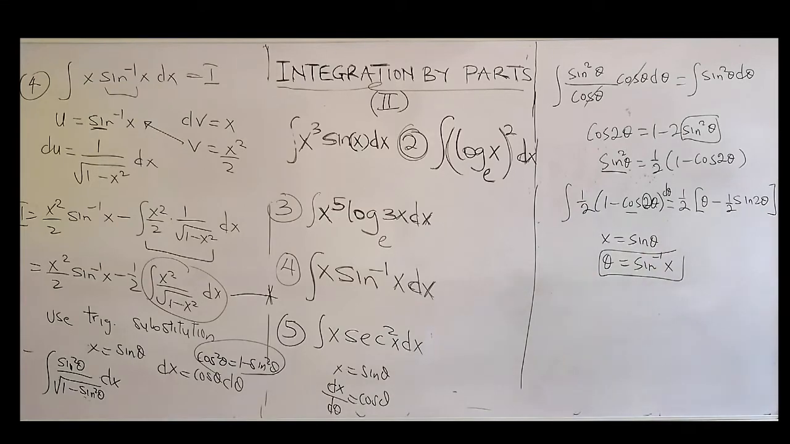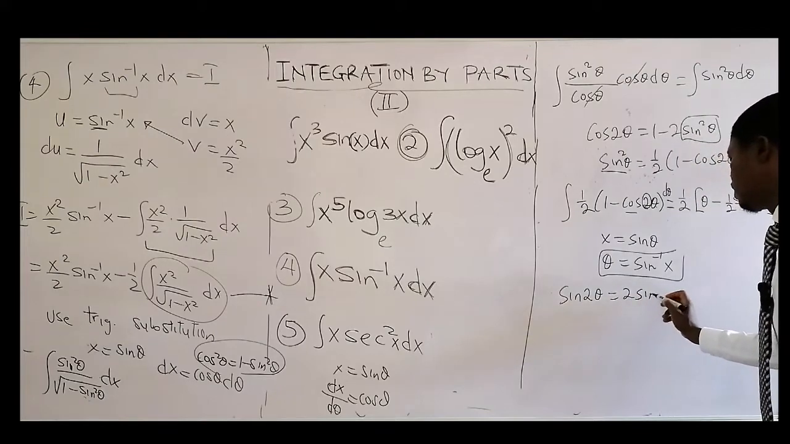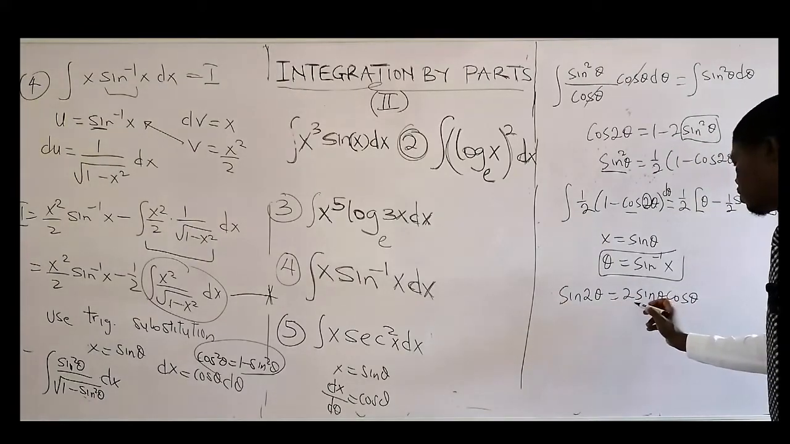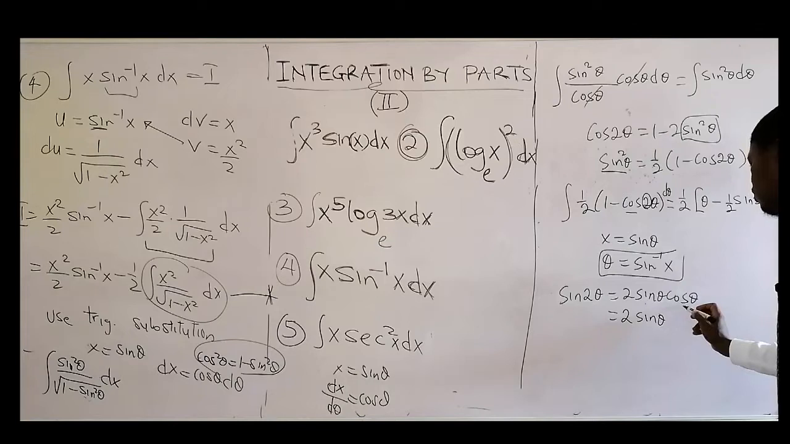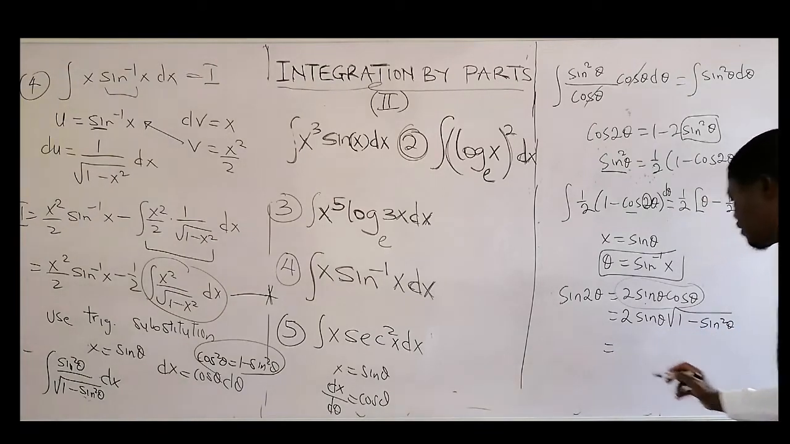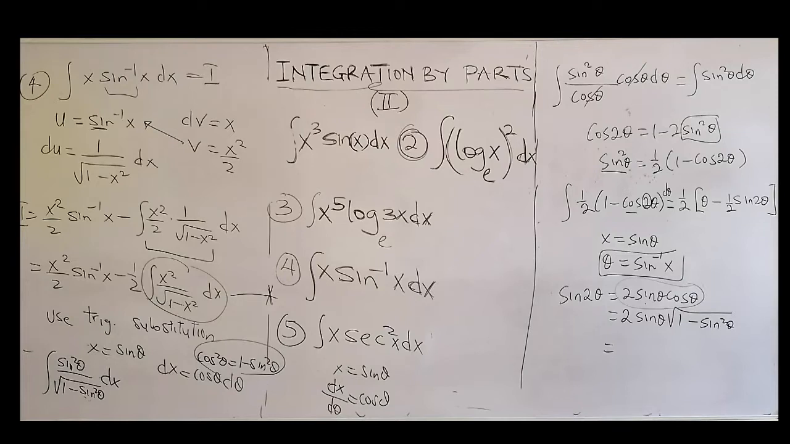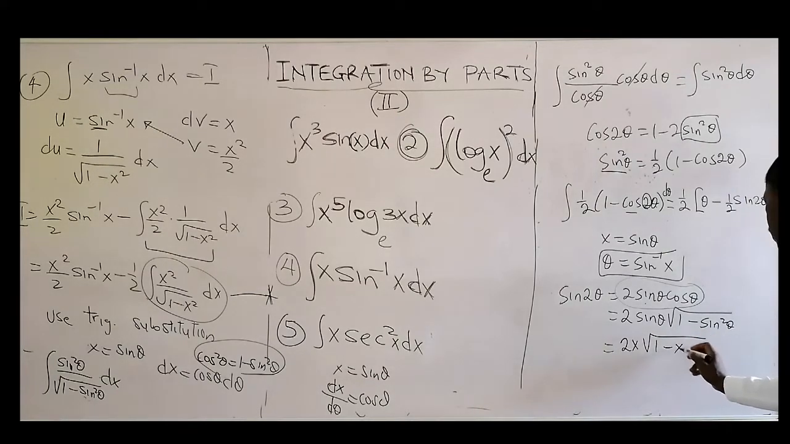Let's also work on sine 2 theta. Sine 2 theta is equal to 2 sine theta cos theta. We know the value of sine theta. So this will be equal to 2 sine theta, cos theta will be equal to what? Square root of 1 minus sine squared theta. We just try to turn everything to the form of sine. Then we can substitute for sine 2 theta: sine theta is x, so that will be 2x, and this will be square root of 1 minus x squared.